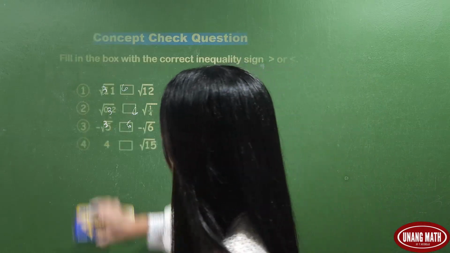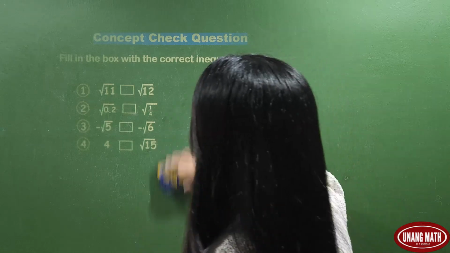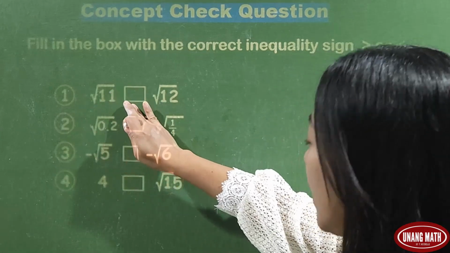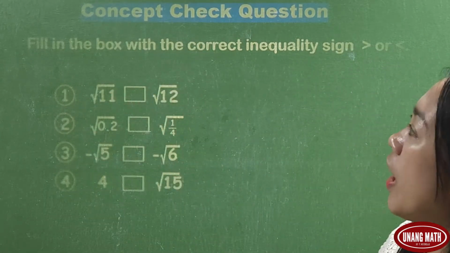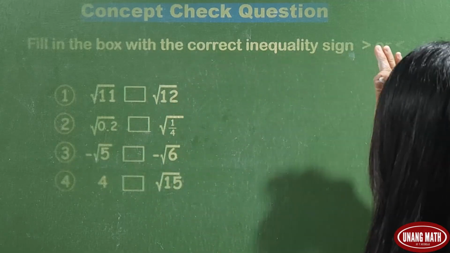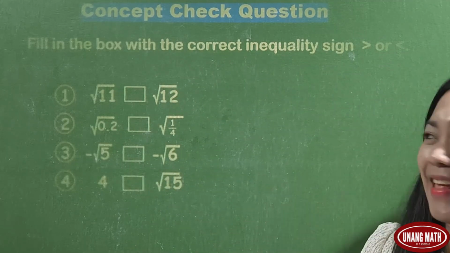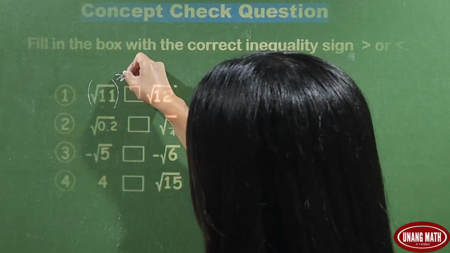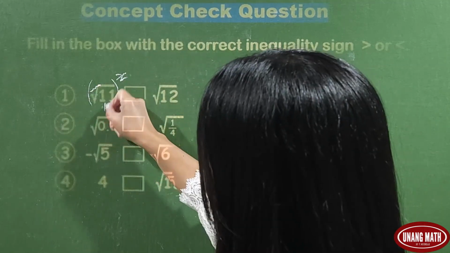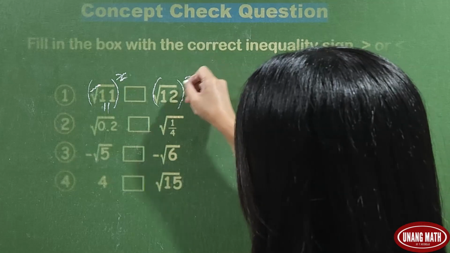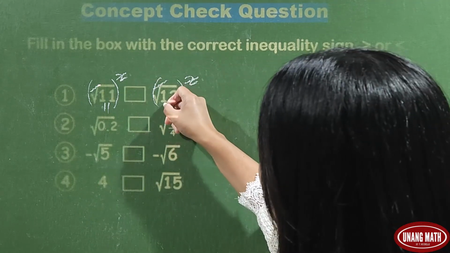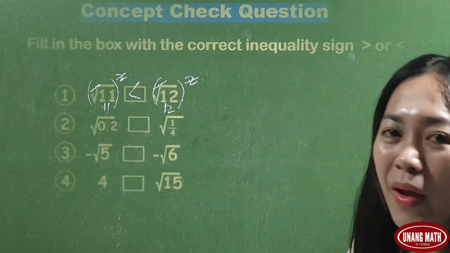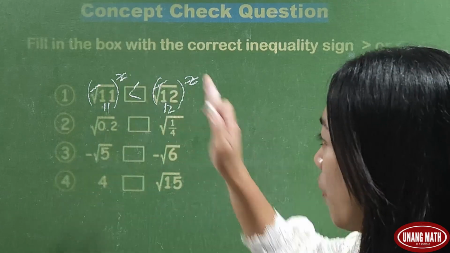Okay, let's give more examples by answering this concept check question. First is square root of 11 is blank square root of 12. So we are going to fill in the box with the correct inequality sign, greater than or less than. Okay, square root of 11, this means square this one, cancel this radical sign, so this is 11. Same, square, cancel this radical sign and exponent, bring out 12. So 11 is less than 12. So square root of 11 is less than square root of 12.